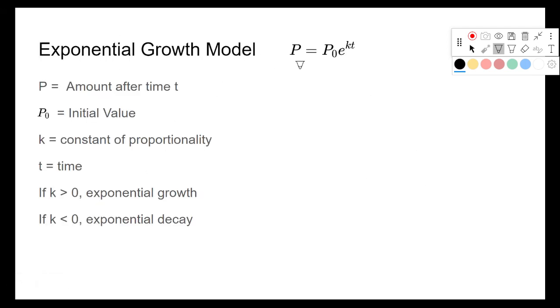Here's our exponential growth model. P equals P naught e to the kt. P represents the amount after some time t. P naught is the initial value or the initial population. K is that constant of proportionality. If you're solving this equation, this is the first thing that you need to know. You need to know what K is to be able to play the game. T represents the time. If k is greater than 0, it represents exponential growth. And if k is less than 0, it represents exponential decay.